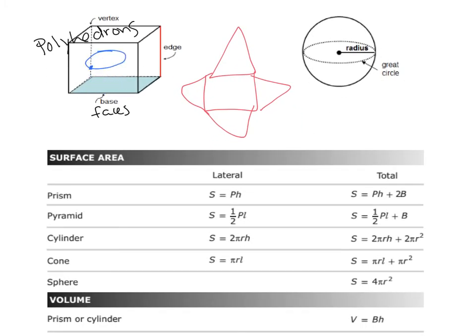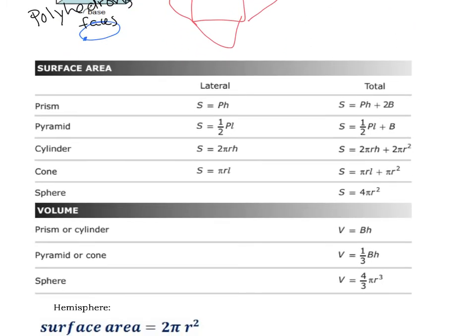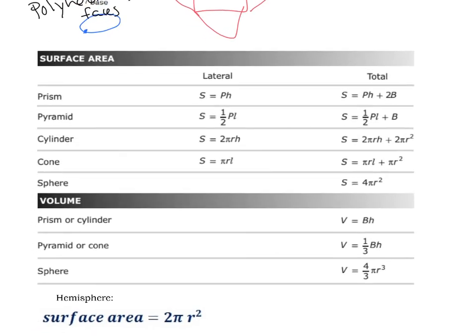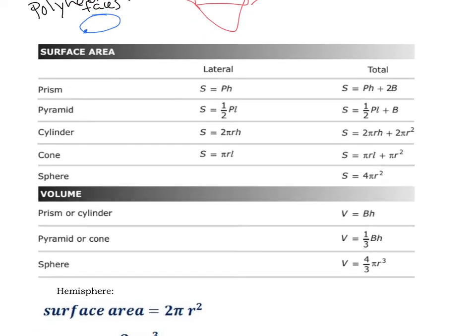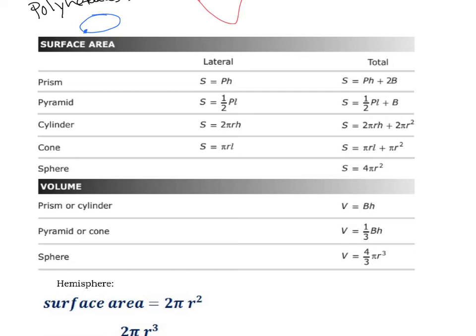Now, what we have here are formulas, okay? So again, we're going to be talking about surface area and volume, okay? So surface area, we have two different types of surface area. We have lateral and we have total, okay? Lateral just really means it's basically everything but the bases, okay? That's what lateral means. Everything but the base. And total includes the base. That's really the difference between lateral and total.